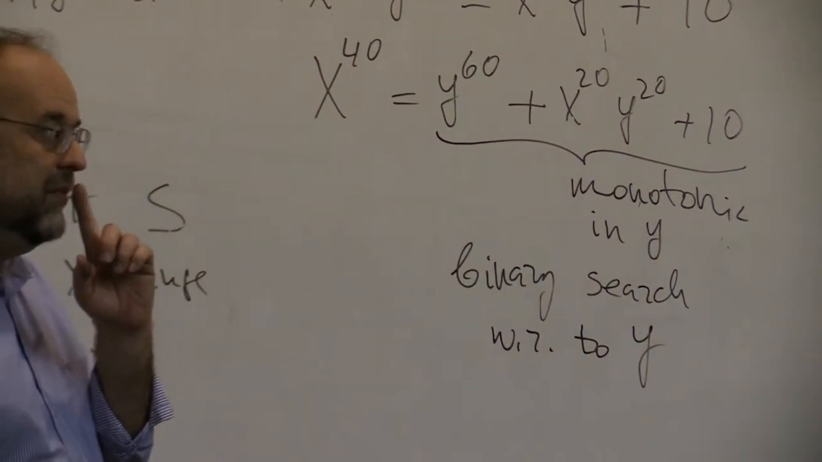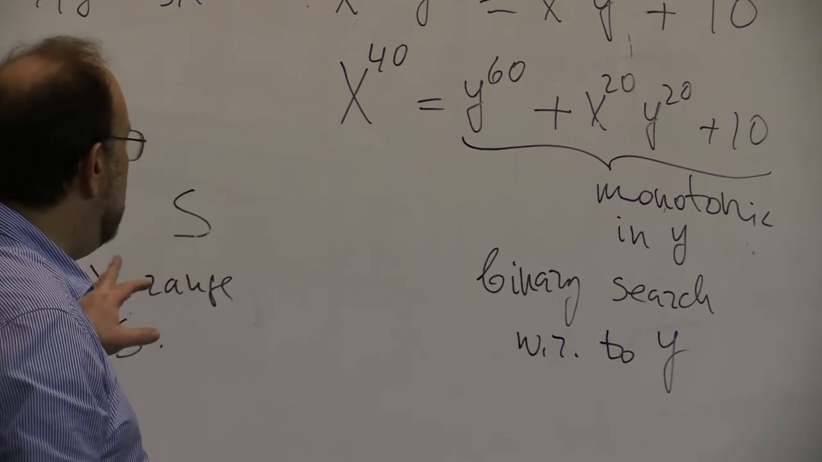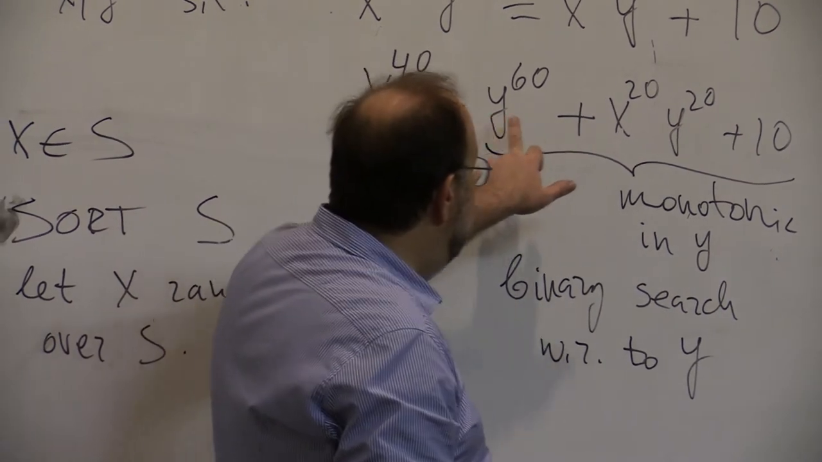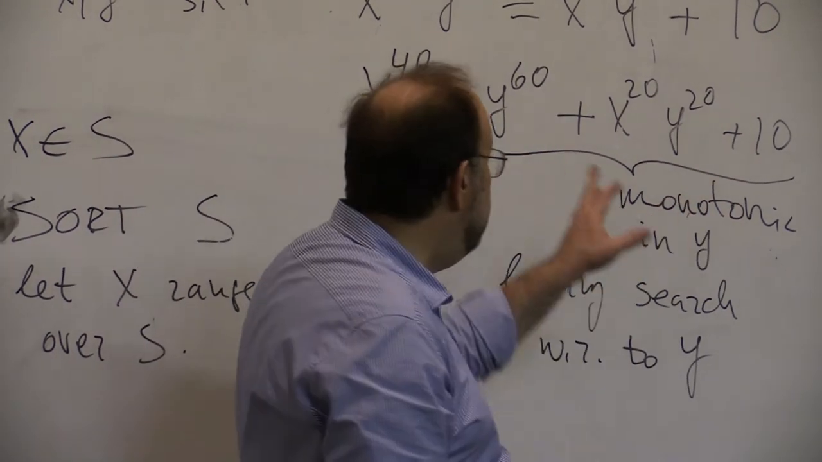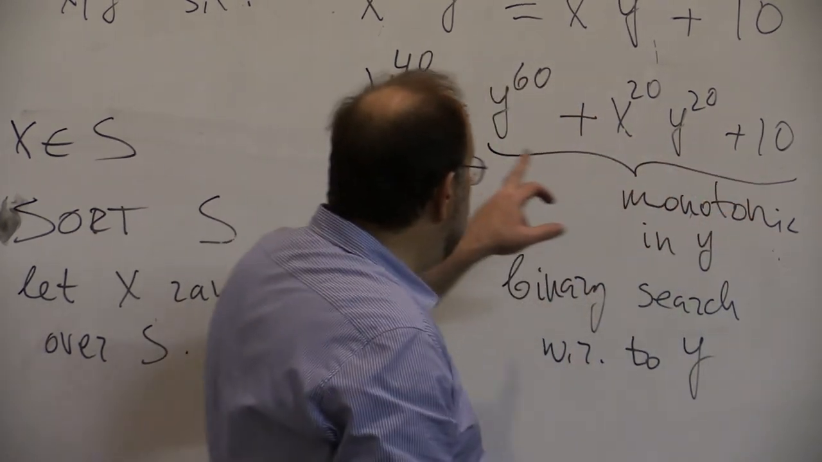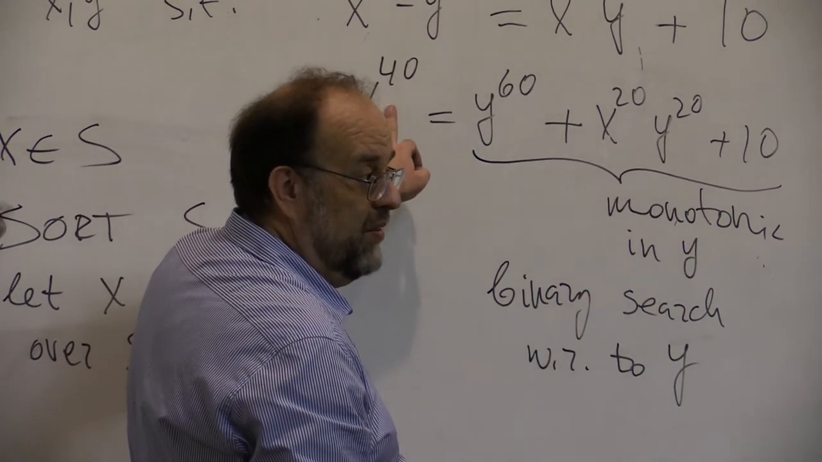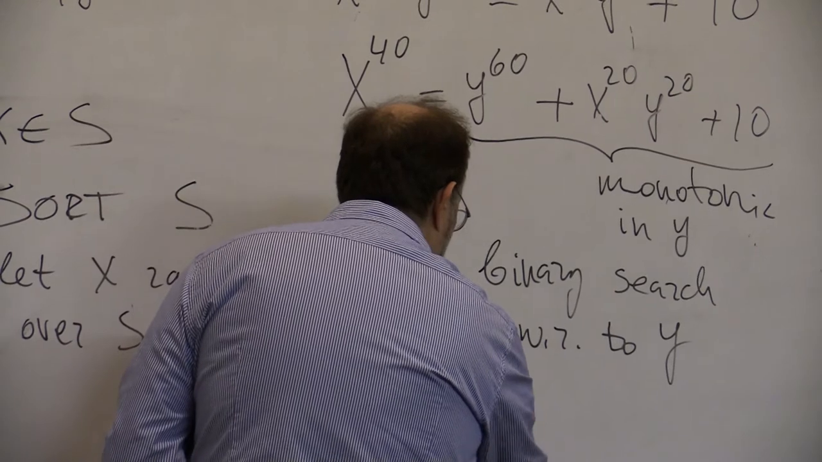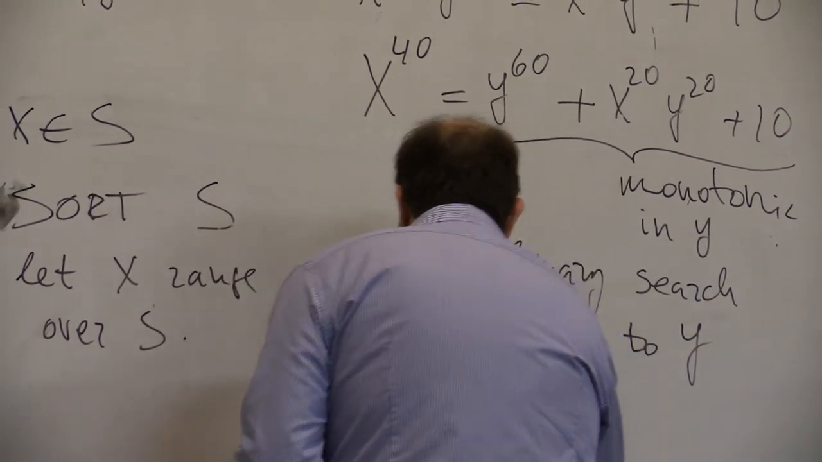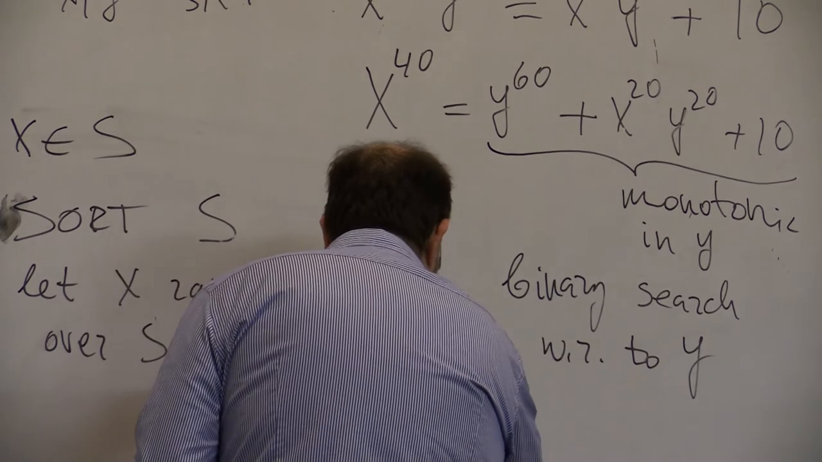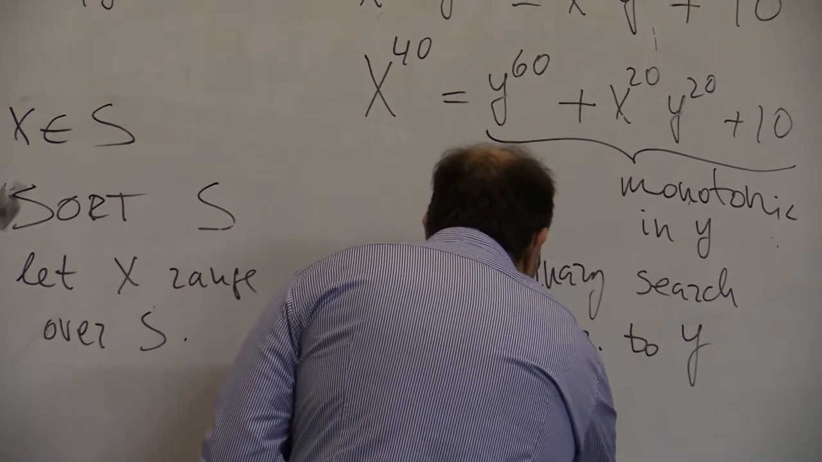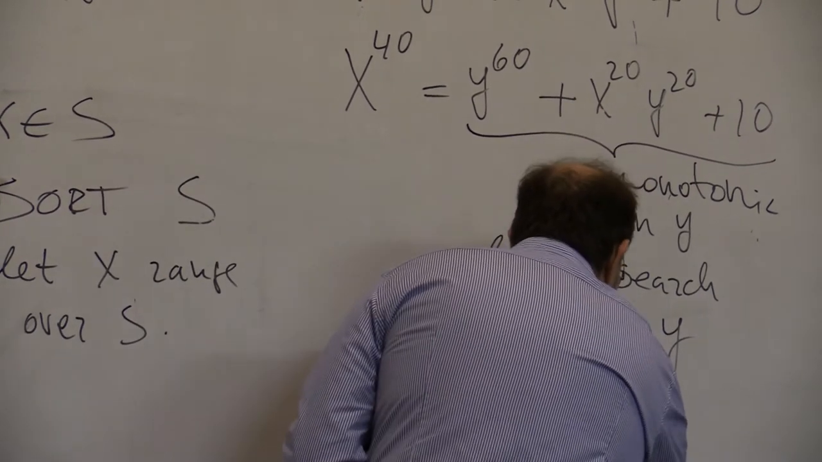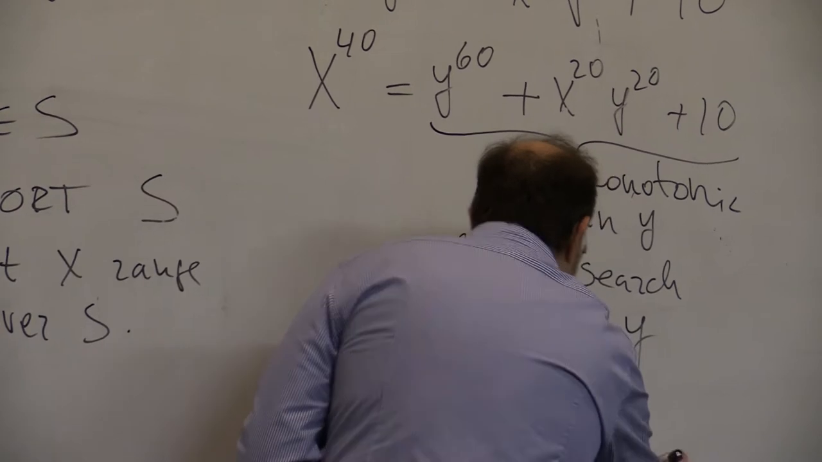Wait, so you find the midpoint, right? And then you see if y is bigger than the... So you could find the midpoint and compute for this given x and the midpoint of y, you see whether this is bigger or smaller than x to the 40. So for given x, you will compute x to the 40, and you will take a mid y and compute y to the 60 plus x to the 20 y to the 20 plus 10.